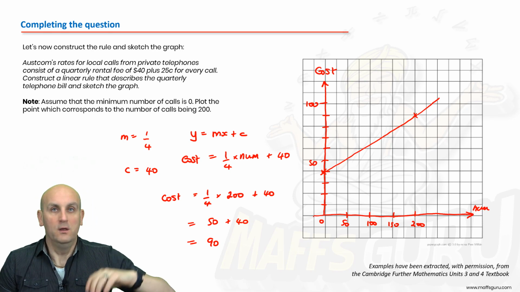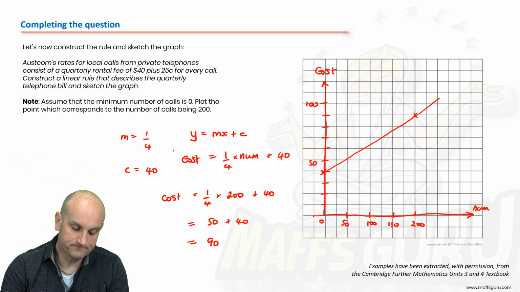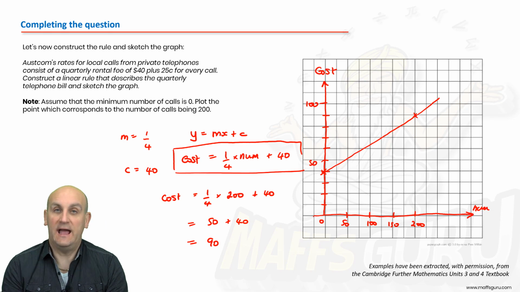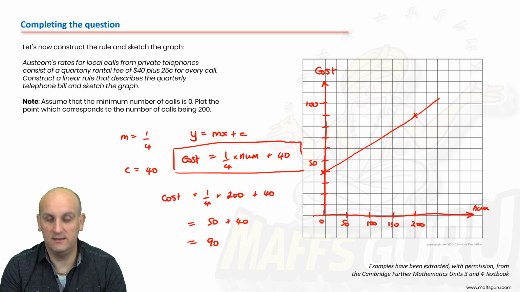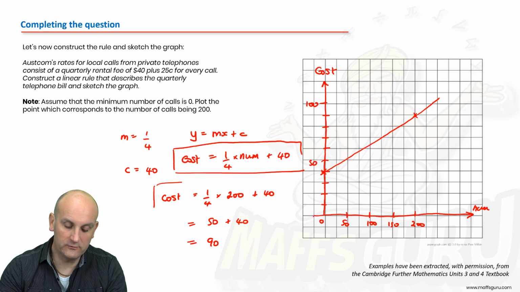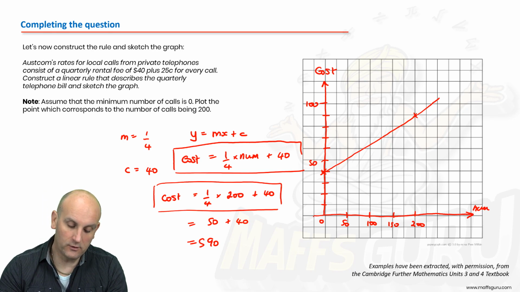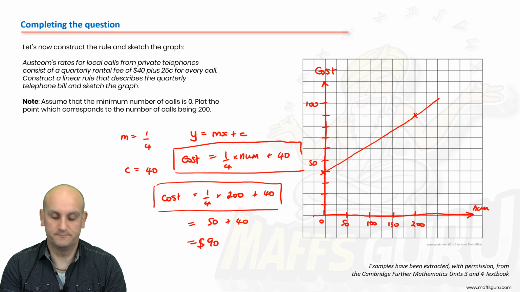Now, to be able to complete the question, to sketch the graph, I had to come up with my equation. Because I had the information in a nice form, I could come up with my cost. And it made life a lot easier for me to work out one of the points on that graph. Now, I could have chosen any. I could have chosen 100 calls. I could have chosen 150 calls. It doesn't matter. All I needed to do was make sure that I substituted into my right equation to work out the cost that was $90.